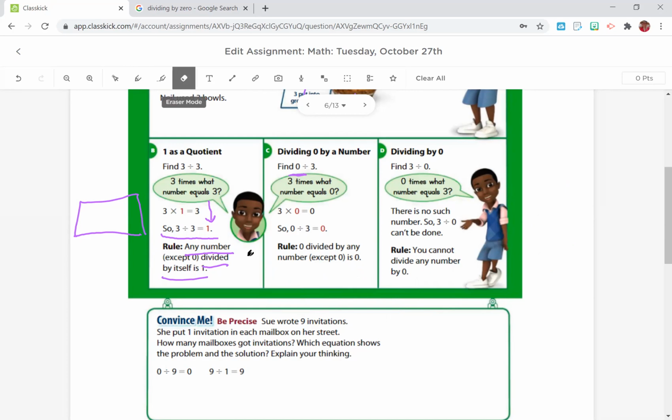And finally, anything divided by 0 does not work. And let's use that same reasoning. So our first number is how many we have. I have a total of 3. And I want to share that into 0 groups. If I have 0 groups, how many would each group get? We don't know because I don't know how many groups we have. So anything divided by 0 does not work. Doesn't equal 0, doesn't equal a number. It does not work.